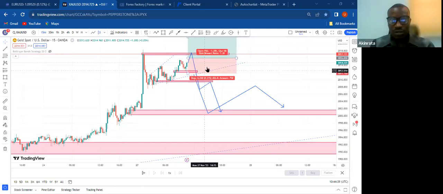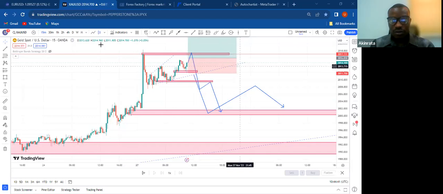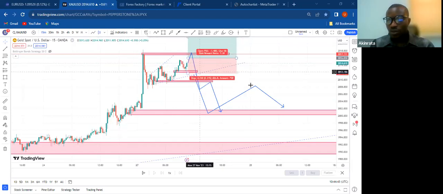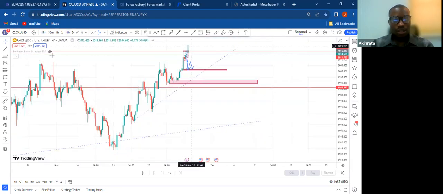But pay more cognizance to TP1 first. Okay. So buy gold, stop loss 2012, TP1 2017, TP2. So I'm looking towards that. Okay. Thank you very much.